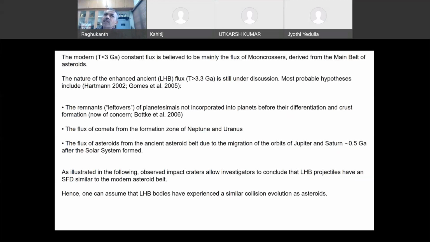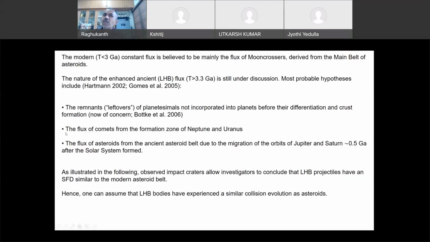Okay. So what they say is that the late heavy bombardment was heavy because of the remnants of the planetesimals. That means the small particles which were not incorporated into planets before their differentiation and crust formation. They may be there. That is the reason: the particles which were unable to form a planet. Due to that, this bombardment was one of the reasons.